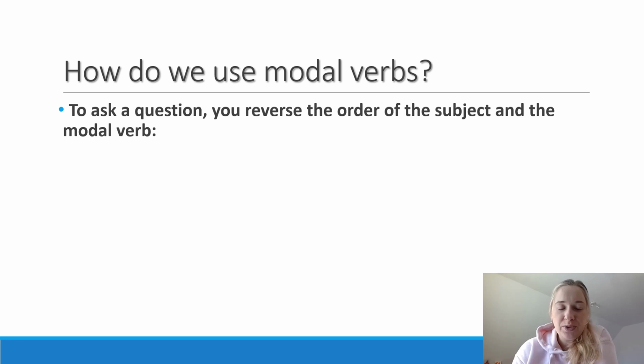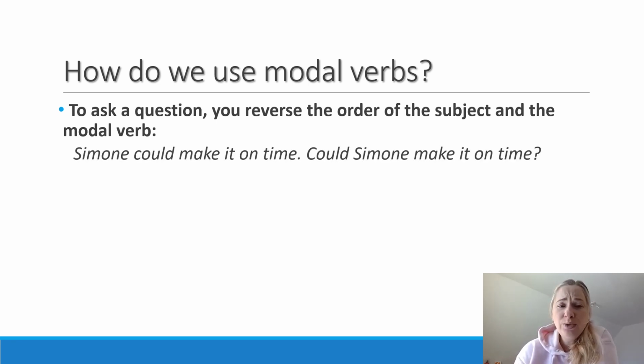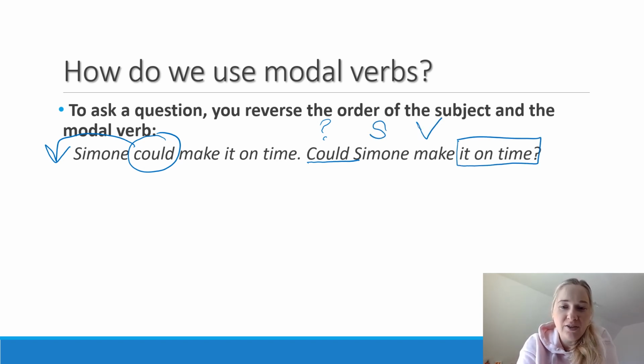How do we use modal verbs? To ask a question, you reverse the order of the subject and the modal verb. Let's take a look at the example to make it clearer. Simone could make it on time. Could Simone make it on time? So basically, when you're making a question, remember that a modal verb is a type of auxiliary verb. So it moves to the first position. So we have the modal verb, which is a question word in this case. We have a subject, we have a verb, and we have the rest of the sentence.